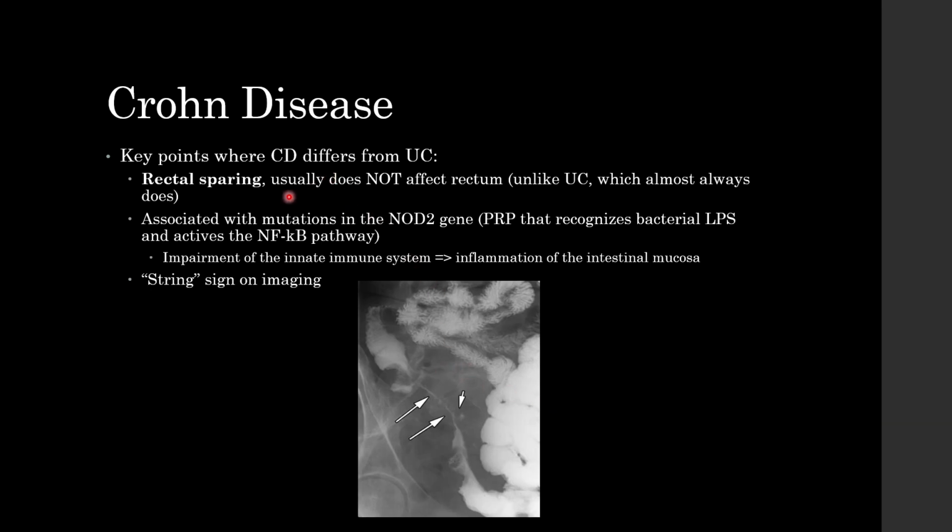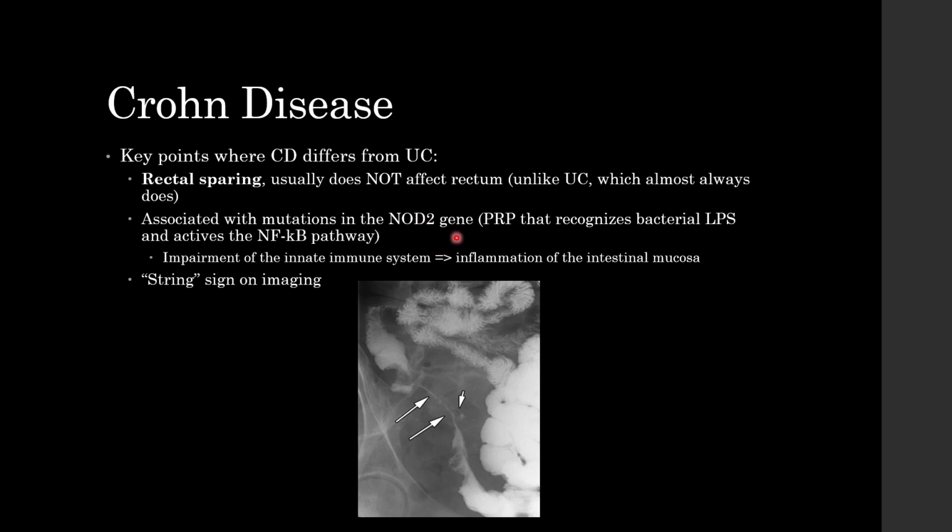Key points, again, from where Crohn's disease will differ from ulcerative colitis. Remember again, ulcerative colitis almost always involves the rectum. Crohn's disease is rectal sparing. It is associated with mutations in the NOD2 gene. So if you see anything about the NOD2 gene having loss of function mutations, this is dead center for Crohn's disease, but often they're not going to make it that easy on you, so they're going to ask you what is going on with NOD2.